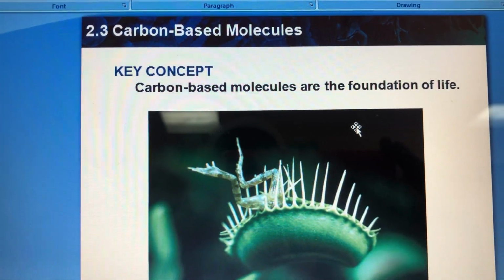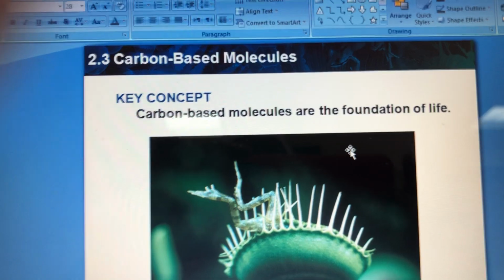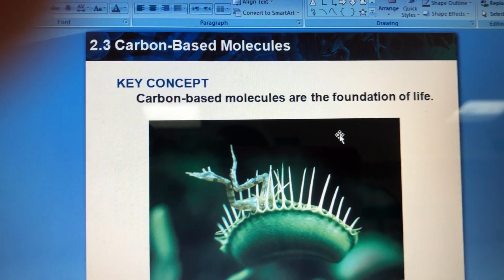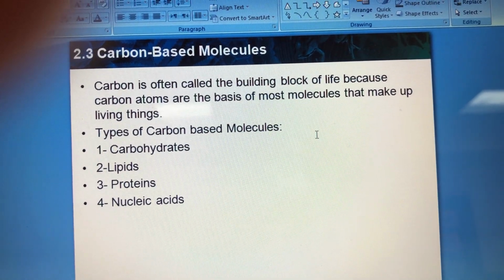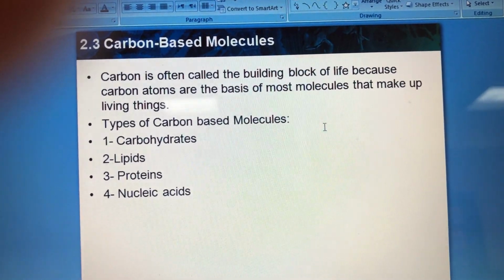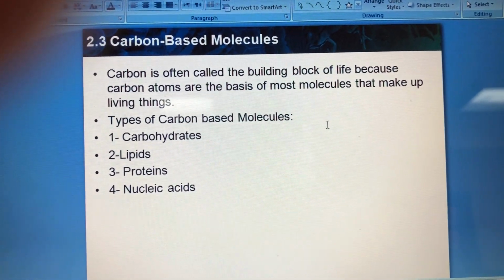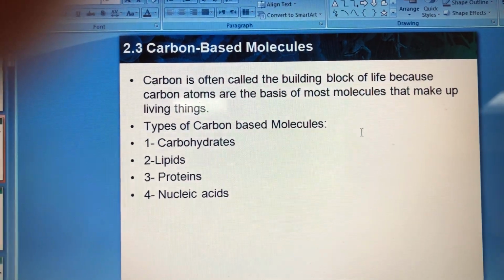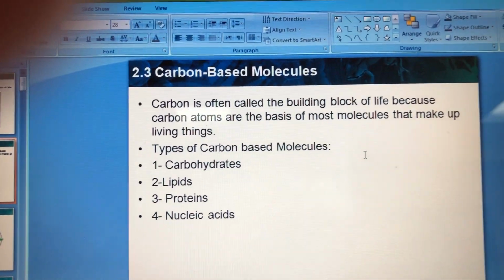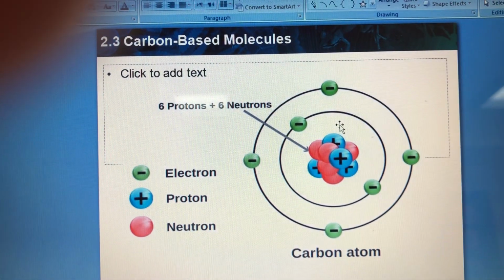Again, grade 9. This is the section about carbon-based molecules. We said that carbon-based molecules are the foundation of life, and carbon is called the building block of life. Why? Because carbon atoms are the basis of most molecules that make up living things. What are these base molecules? They are called carbon-based molecules, which are carbohydrates, lipids, proteins, and nucleic acids.